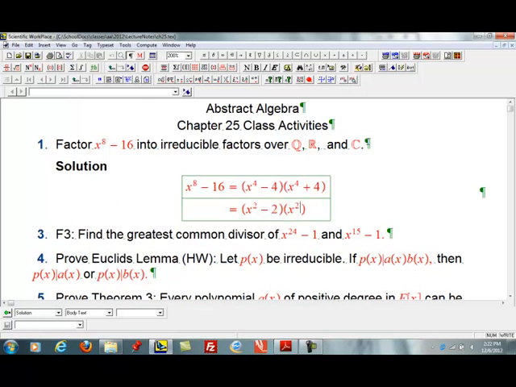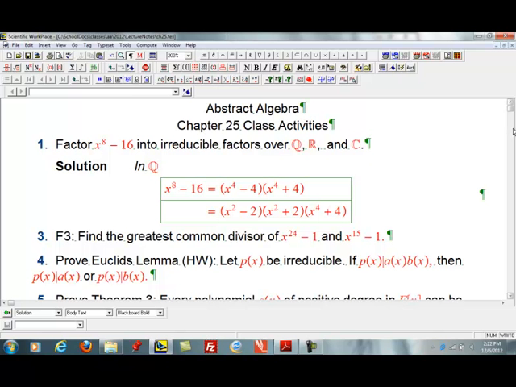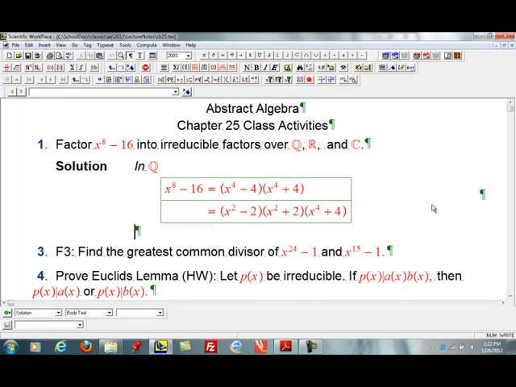plus 2. x squared plus 4. Mm-hmm. And that's in the rationals, right? Mm-hmm. So, let's write this. And now we have to factor, where'd the cursor go? In the reals.